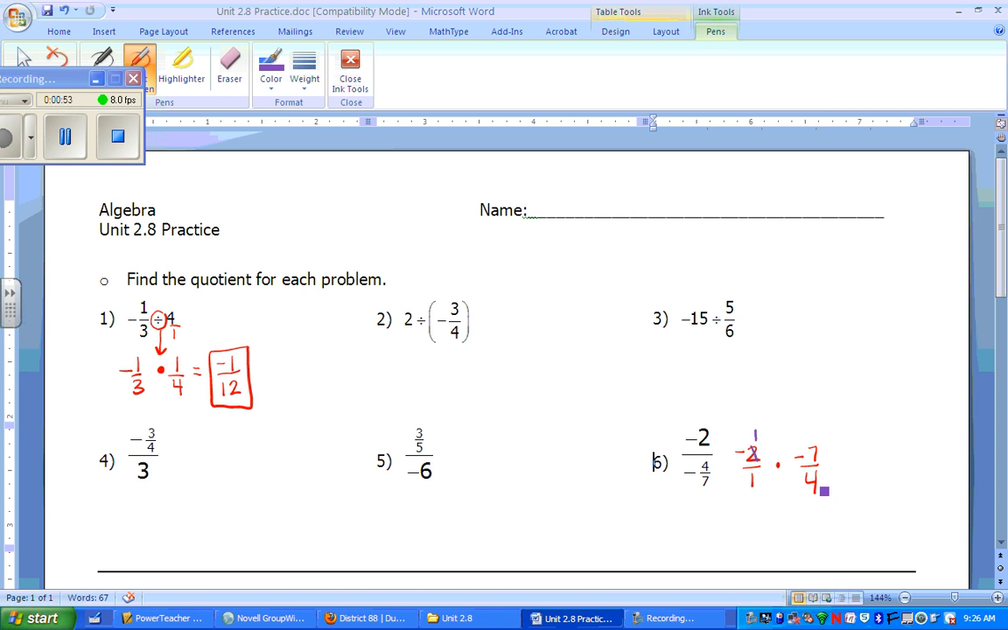2 and 4 are both divisible by 2. When we take 2 and divide 2 by 2, we get 1. When we take 4 and divide by 2, we get 2. Don't lose this negative here. We've got negative 1 times negative 7 as we multiply across. The negatives cancel, and in the bottom we have 2.